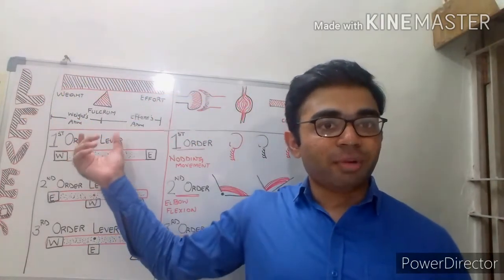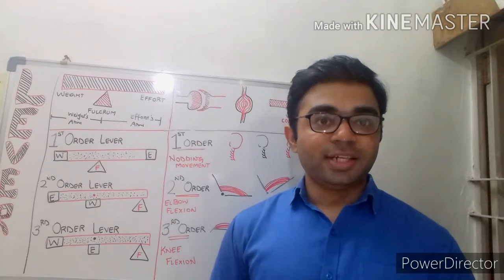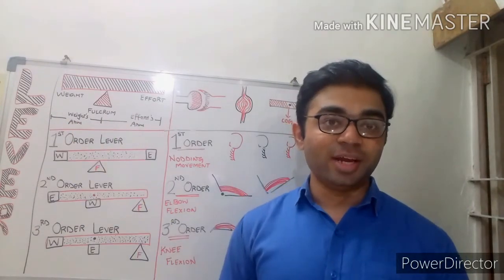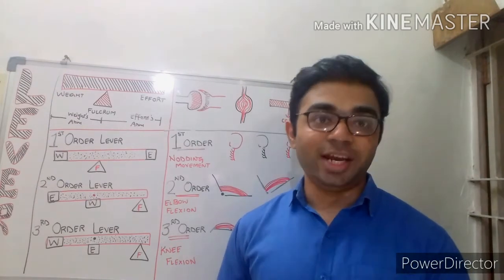Another two concepts that we need to remember are the effort arm and the weight arm. The distance from the fulcrum to the effort is termed as the effort arm, and the distance from the fulcrum to the weight is termed as the resistance arm or the weight arm.